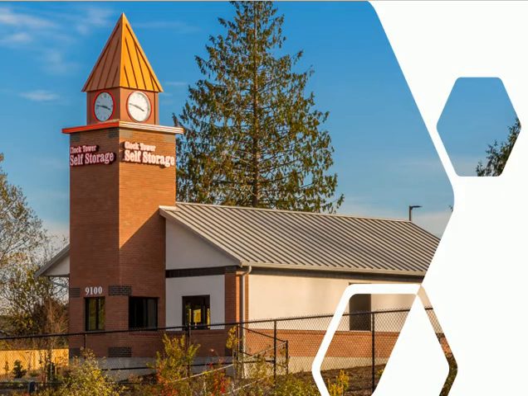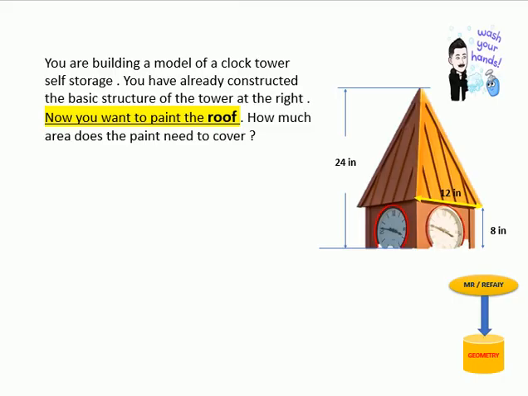Can you see any pyramid here? Great, the roof of the clock tower. You are building a model of a clock tower self-storage. You have already constructed the basic structure of the tower at the right. Now you want to paint the roof. How much area does the paint need to cover?